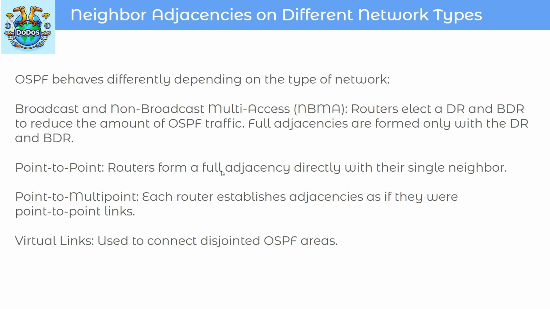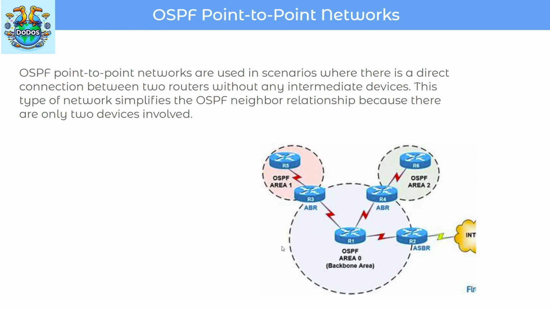Point-to-point is where routers form a full adjacency directly with their single neighbor. Point-to-multipoint is where each router establishes adjacencies as if they were point-to-point links. And then there's virtual links used to connect disjointed OSPF areas.